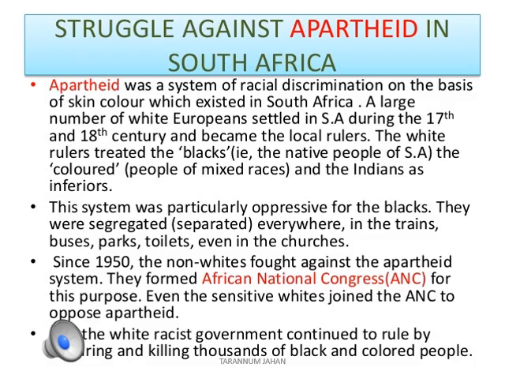Now, the struggle against apartheid in South Africa. White people used to rule over here, and there was a system called apartheid, where there was a lot of discrimination between the whites and blacks. Now how were the people suffering in the apartheid system?